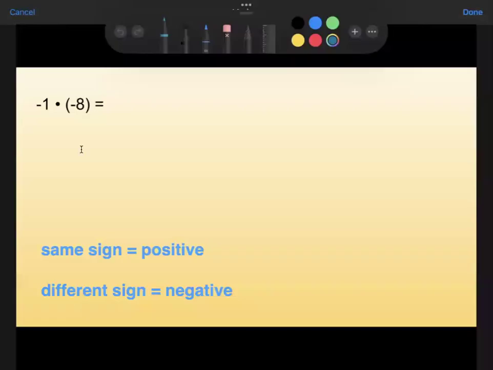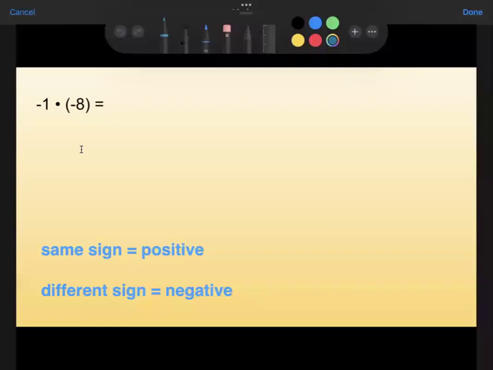Okay, here is the next one. Again, we're using the same rules. -1 times -8. So we have the same sign. Both of those are negative. So our answer is actually going to be positive. I know it doesn't feel right having two negatives equal positive, but that is the truth. That's how it's going to end up.